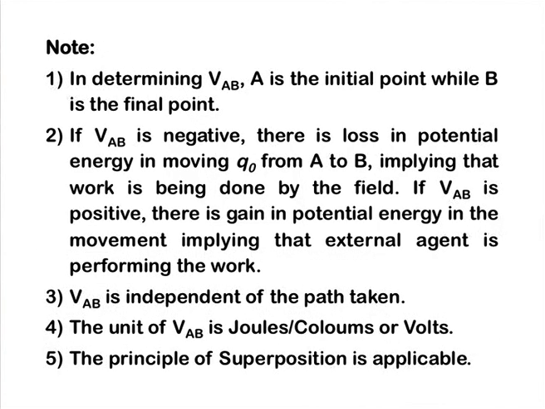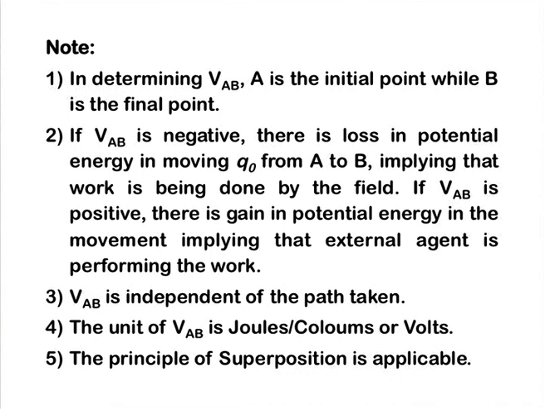Now it should be noted that in determining VAB, A is the initial point while B is the final point. If VAB is negative, it implies there is a fall in potential energy in moving Q0 from A to B, which implies that work is being done by the field. On the other hand, if VAB is positive, it means there is gain in potential energy in moving the charge Q0 from A to B, and this implies that the external agent is doing the work.